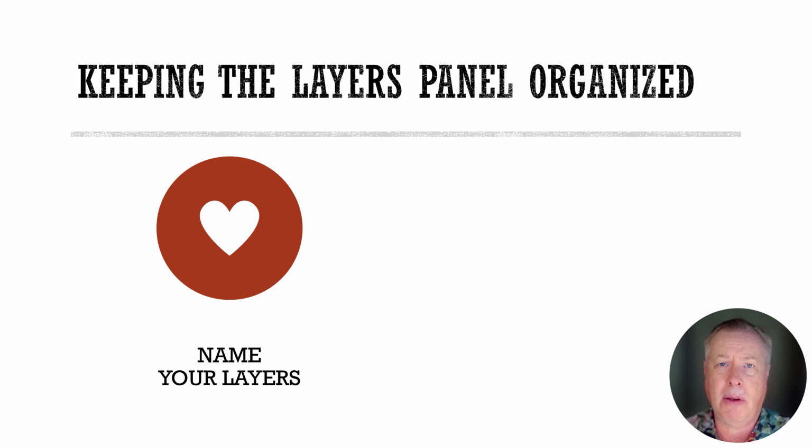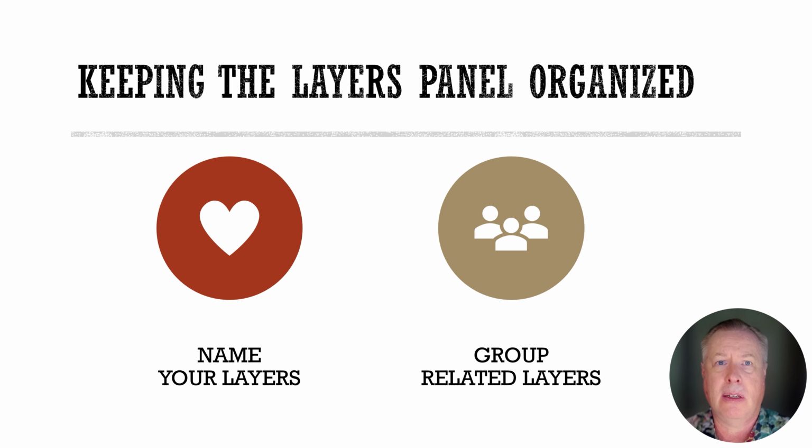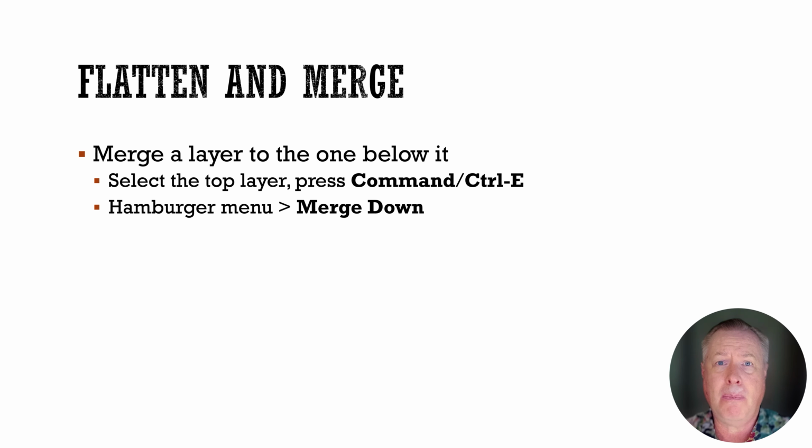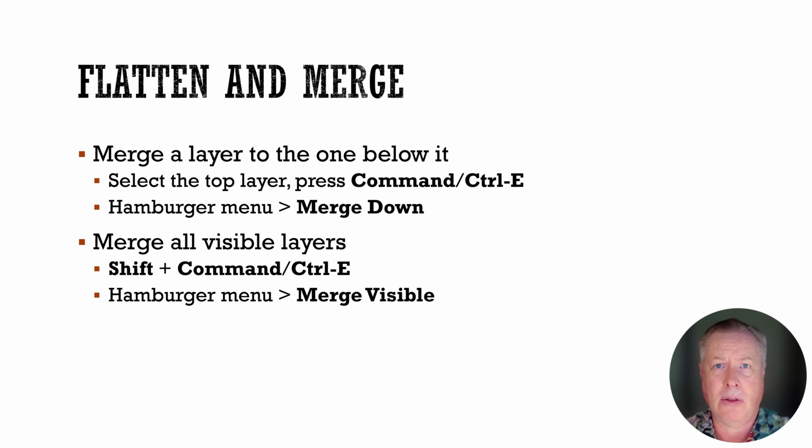First, name your layers as you go. And second, group related layers and name the group, of course. Sometimes you'll find that you don't need to have objects on separate layers. So you'd like to combine them to create a new single pixel layer. To merge a layer to the one below it, you'd select the top layer and press Command or Control E. You can repeat this if you need to merge a set of layers. To merge all visible layers, you'd add the Shift key. So you'd press Shift and Command or Control E.